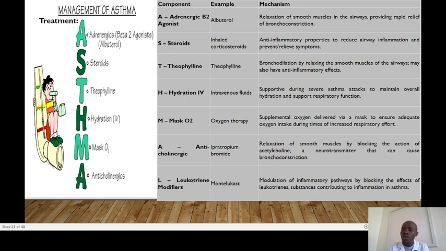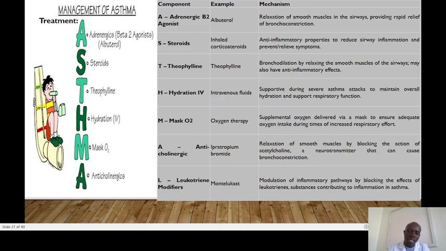Next, we have the steroids, abbreviated as S. We could have inhaled corticosteroids, and they work because of their anti-inflammatory properties, which reduce airway inflammation and relieve some of these symptoms. T stands for theophylline, that is aminophylline, theophylline. It acts by bronchodilation, relaxing the smooth muscle of the airway, and it may also have some anti-inflammatory effects.